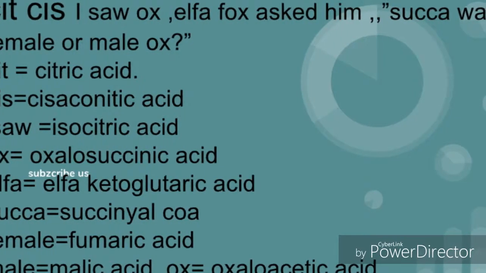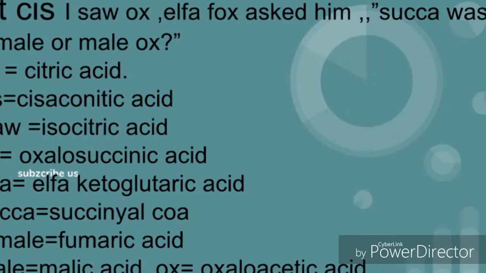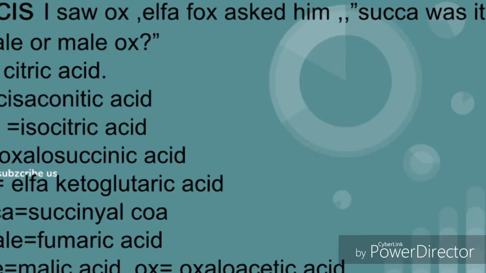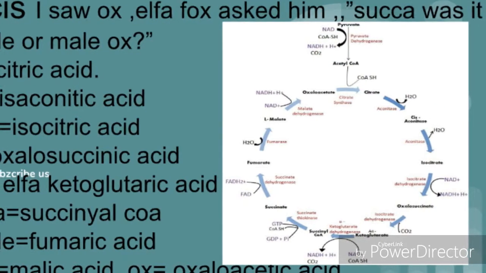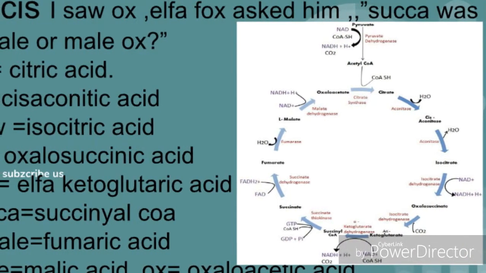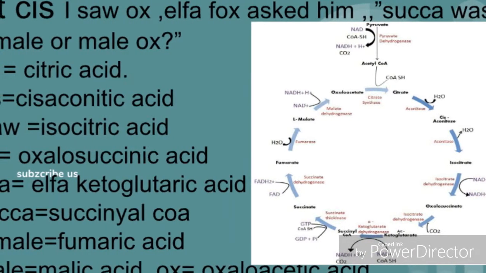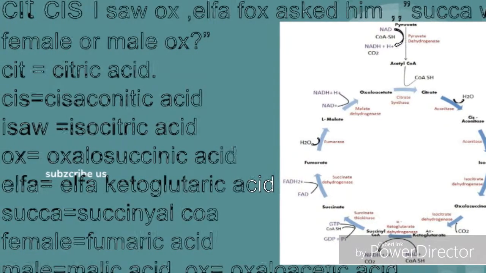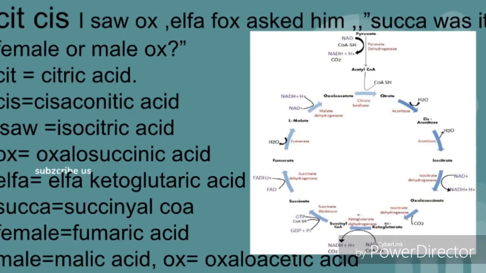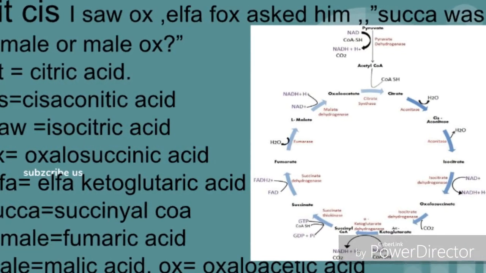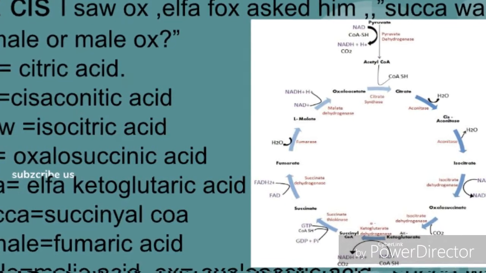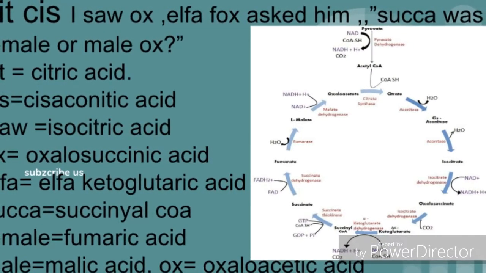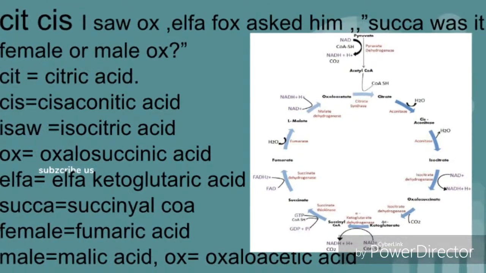Now I'm going to tell you what every word of this line means. The first word is "sit", meaning citric acid, and the second word is "cis", meaning cis-aconitic acid. The third is "I saw", which we mix to create the word isocitric acid. Then oxalosuccinic acid, alpha ketoglutaric acid, succinyl coenzyme A, and if we remove the CoA, we get succinic acid. After that, "female" is fumaric acid, "male" is malic acid, and the end word "ox" means oxaloacetic acid, and we regenerate the first stable product, the citric acid.